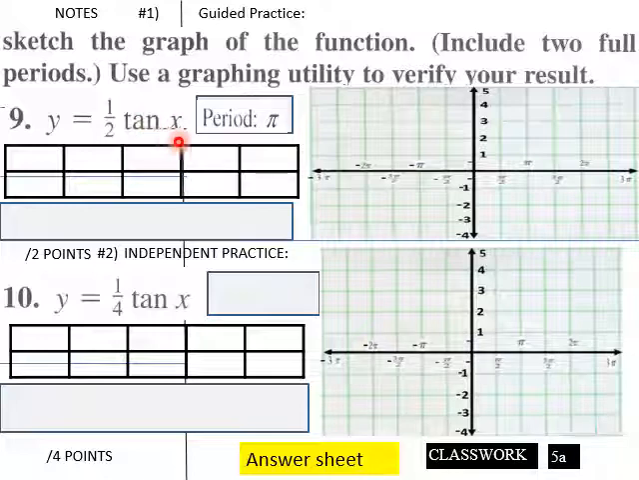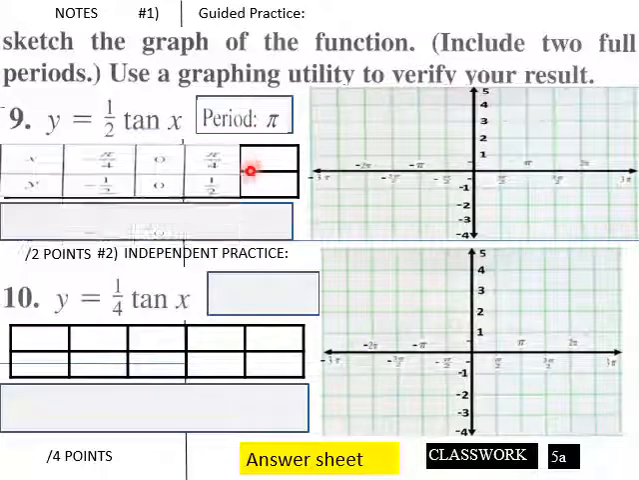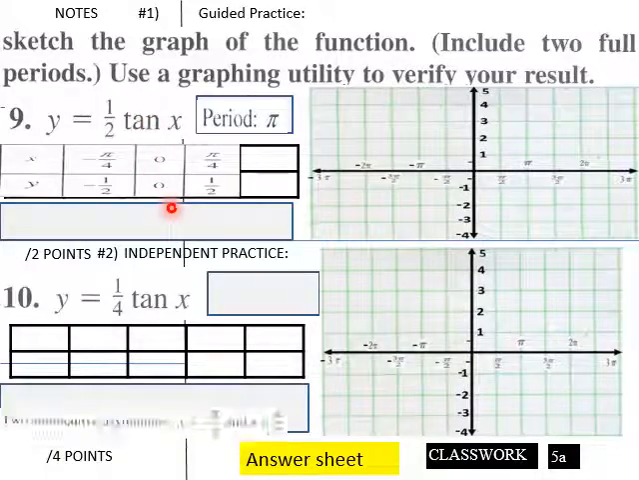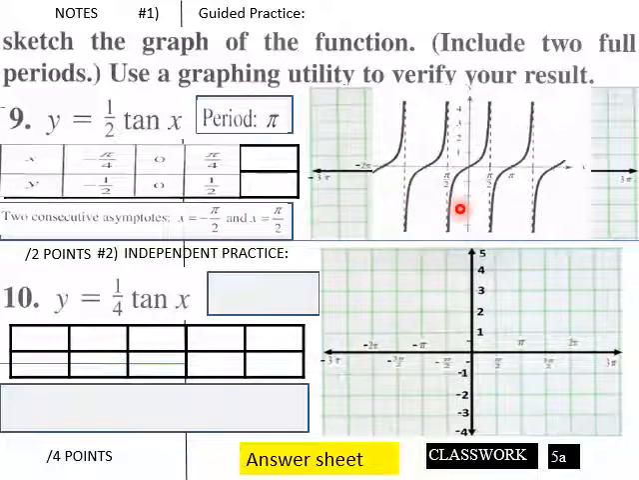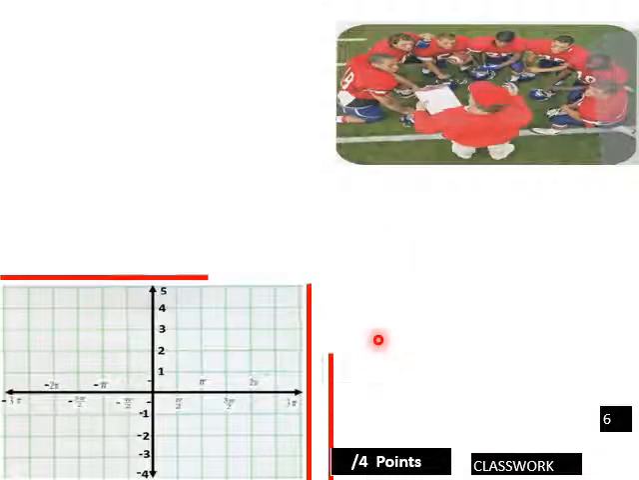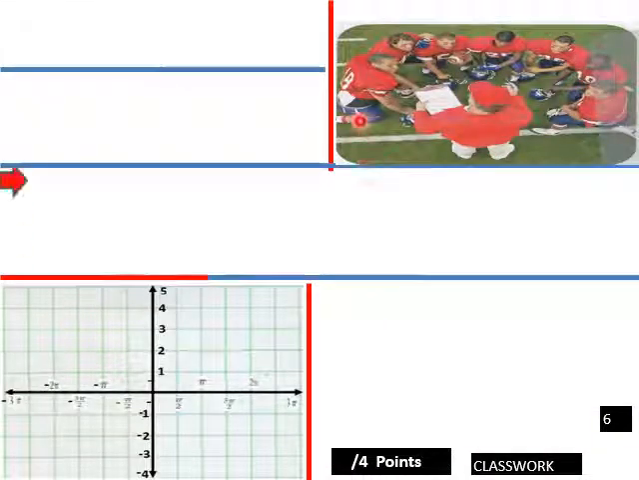For number 9, the period is pi, like all tan functions. Here's your table for this function. And then two consecutive asymptotes will be negative pi over 2 and pi over 2. So that would be how your function will look here, y equals 1/2 tan x. Okay, moving on to another example here.